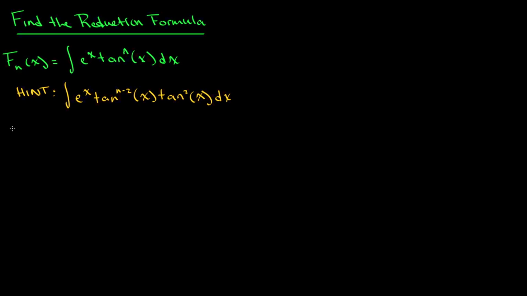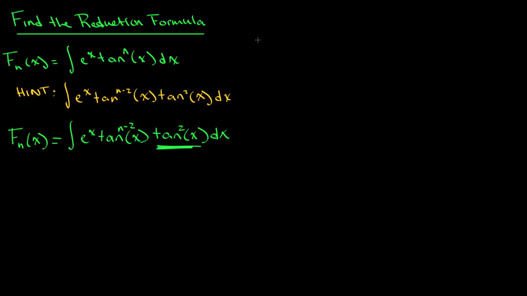We're going to have capital F. This is our notation. Capital F sub n of x is going to be equal to the indefinite integral of e to the x times tangent of x, and all of that to the n minus 2 power. And then we're multiplying this by tangent of x and all of that squared, and then dx. So this is what we have for our indefinite integral. And again, this is the same exact thing that we have up here. We just rewrote it so that we can now state a trigonometric identity on tangent of x squared.